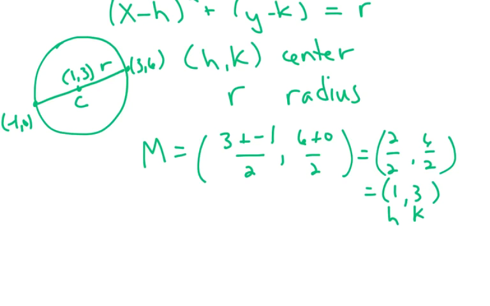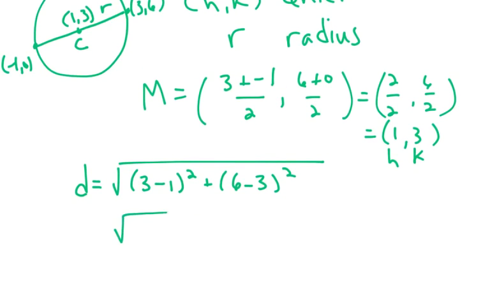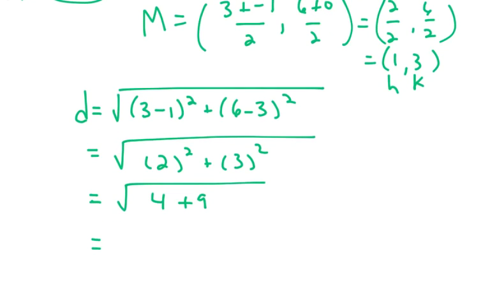The only reason I picked 3, 6 is because they're both positive. So the distance formula, I'm going to subtract the x's and square them. And then I'm going to subtract the y's and square them. So I get 2 squared plus 3 squared. That's 4 plus 9, which is the square root of 13, which cannot be reduced.